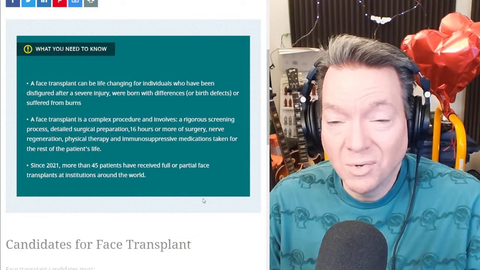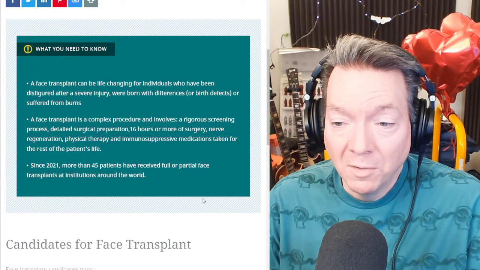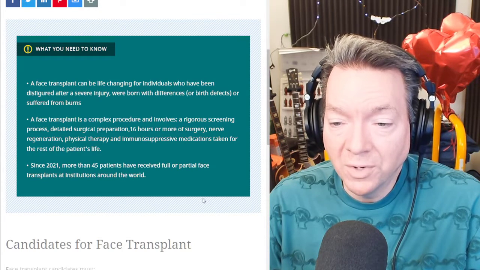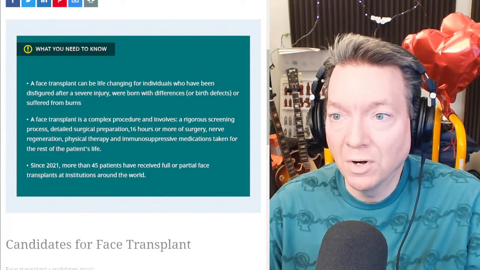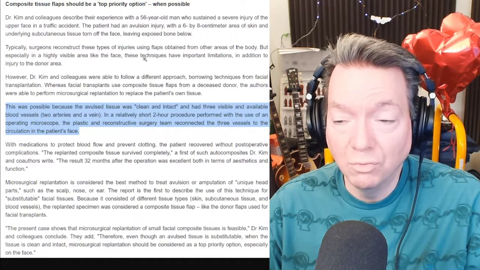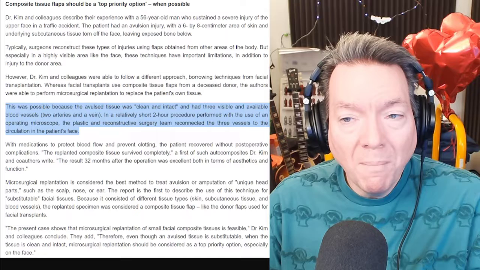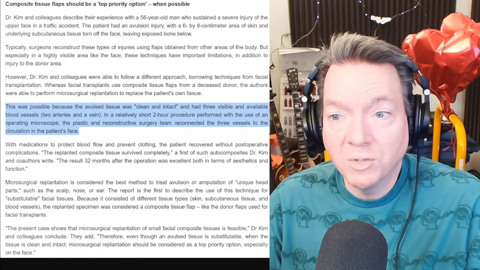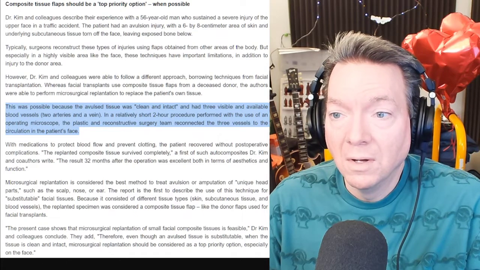Since 2021, so this is a 1-year-old program at Johns Hopkins, more than 45 patients have received full or partial facial transplants at institutions across the world. It's amazing stuff. Now, here's the newest part that might even interest Dora's mechanic friend. Composite tissue flaps used to be a top priority when possible when someone had reconstructive surgery on their face.